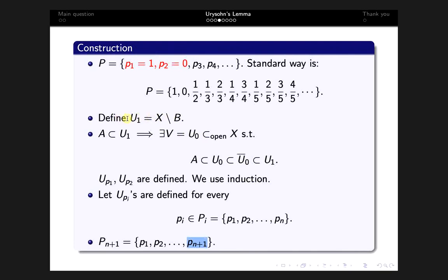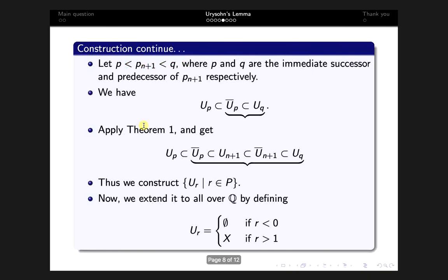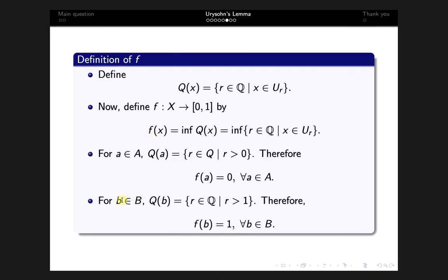So U1 equal to X minus B. Therefore, if little b is in B, then b does not belong to U1. Therefore, one can note that for every little b in the closed set B, Q of b equals the set of all rationals strictly greater than 1, and the infimum of this equals 1. So therefore f of b equals 1 for all b in B. Okay, so we have these two conditions.